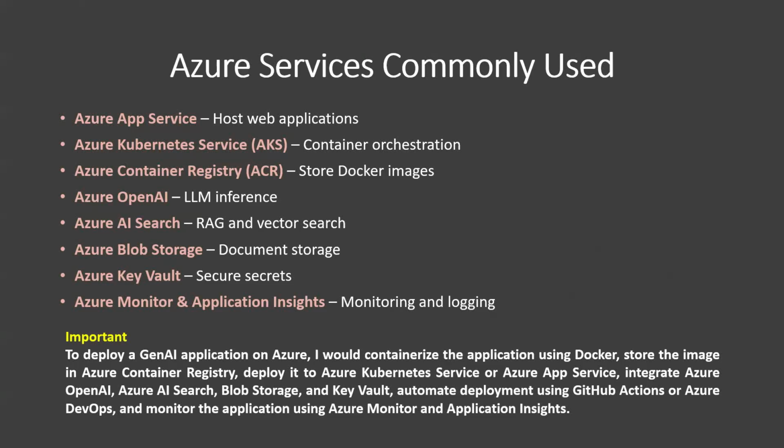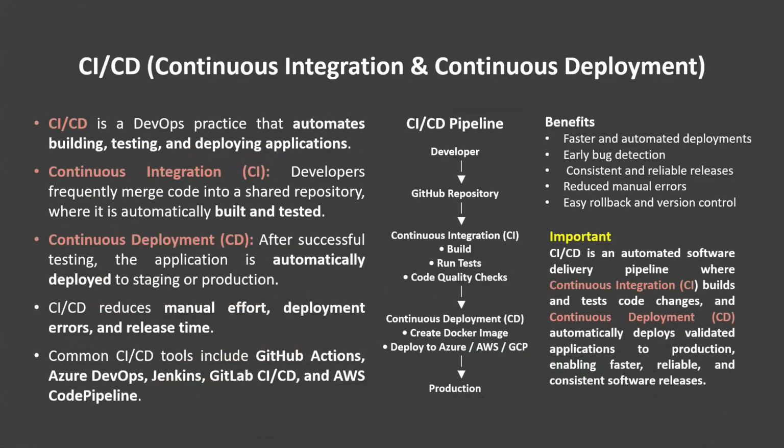I would containerize the application using Docker and store the image in Azure Container Registry, deploy it to Azure Kubernetes Service or Azure App Services, and integrate Azure OpenAI, Azure AI Search, Blob Storage, and Key Vault. Automate the deployment using GitHub Actions or Azure DevOps, and monitor the application using Azure Monitor and Application Insights. So next is the CI/CD pipeline.